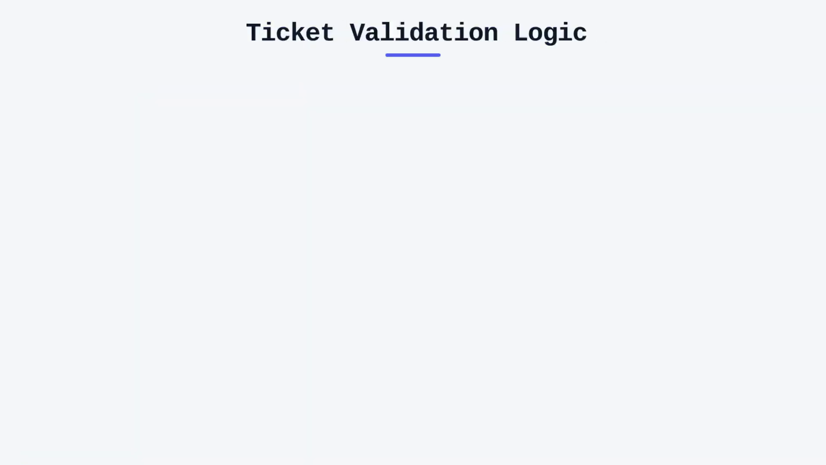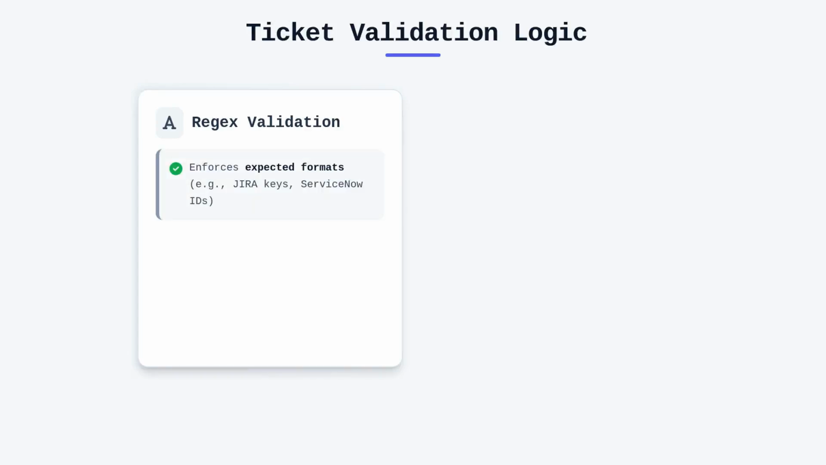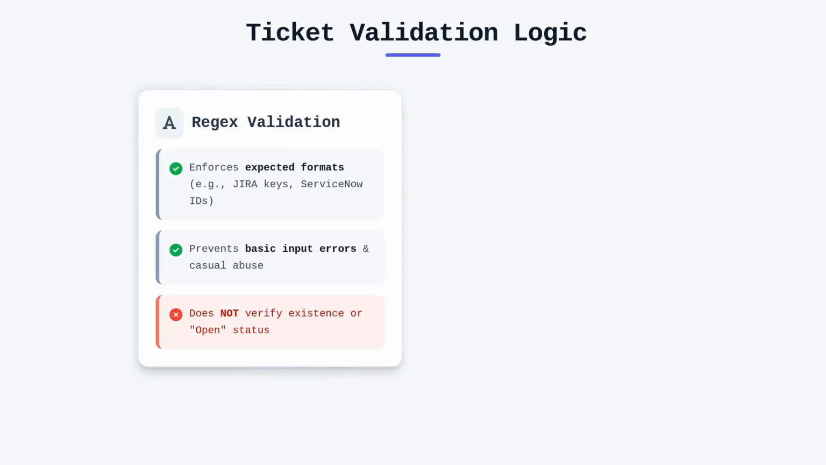The actual validation logic can vary depending on your organizational needs and the capabilities of your ticketing platform. At the simplest level, you can implement validation using regular expressions, which effectively forces users to enter a string that matches the expected format of, for example, a ServiceNow incident number or a Jira issue key. While regex validation is an excellent way to prevent basic input errors or casual abuse, it does not verify that the ticket actually exists or that it currently resides in an open state.